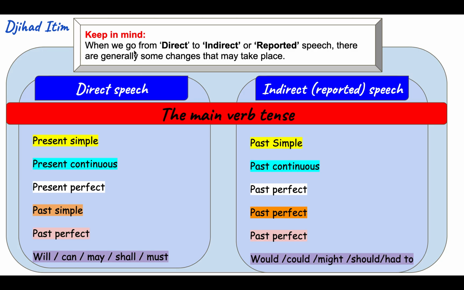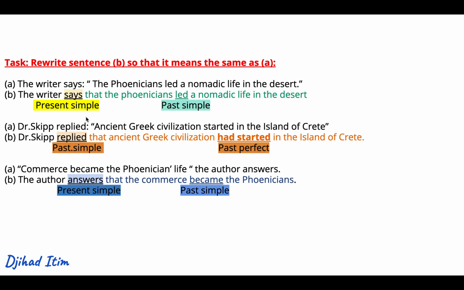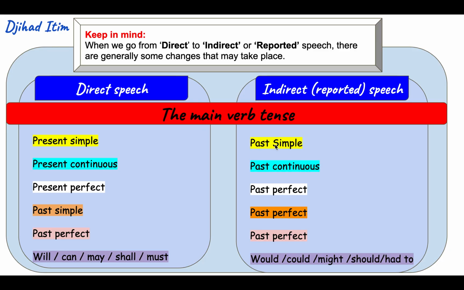Keep in mind, when we go from direct to indirect or reported speech, there are generally some changes that may take place. We have direct speech, indirect or reported speech, the main verb tense. We have present simple to the past simple. For instance, in the first sentence here, the writer says that the Phoenicians led a nomadic life in the desert. We have present simple to the past simple, okay? Present simple to the past simple.